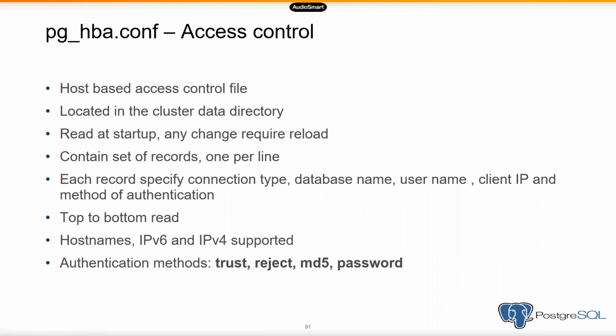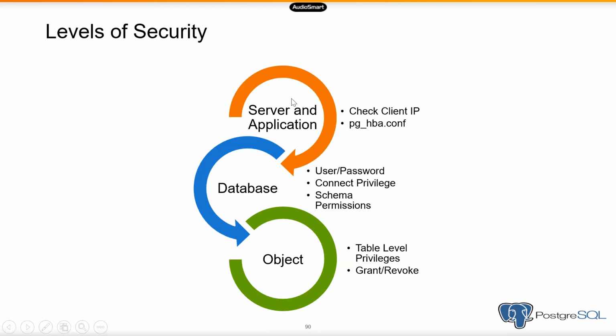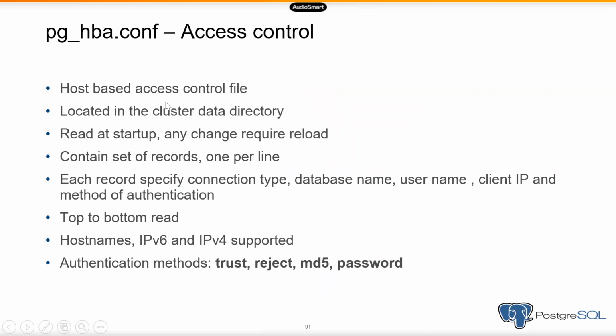Now, if I have the username, the database name, and the IP address of a client, you need to type the password there. We need to add those details inside this pg_hba.conf file. So the server authentication file is pg_hba, the host based access control file. Once you reload, it is not going to take a downtime. Reload will make the changes dynamically, and each record specifies the connection type, database name, username, and IP address of a client.